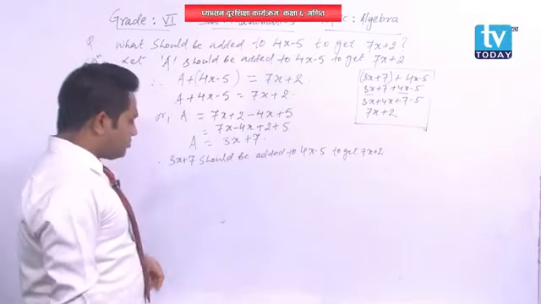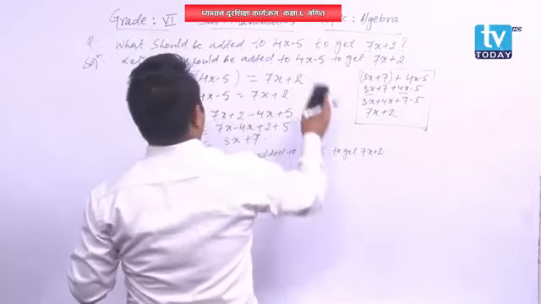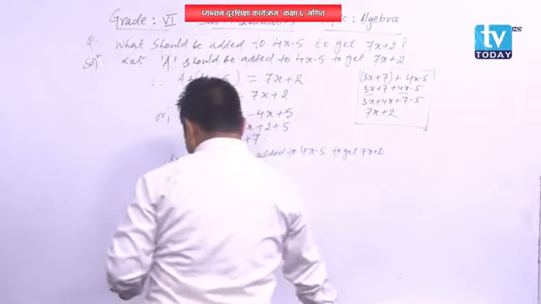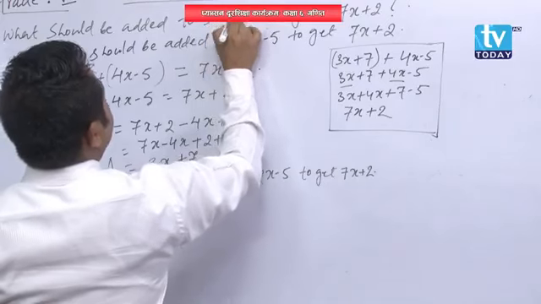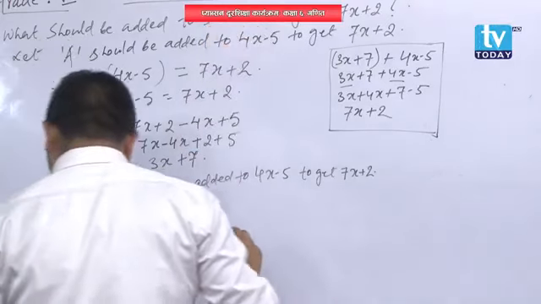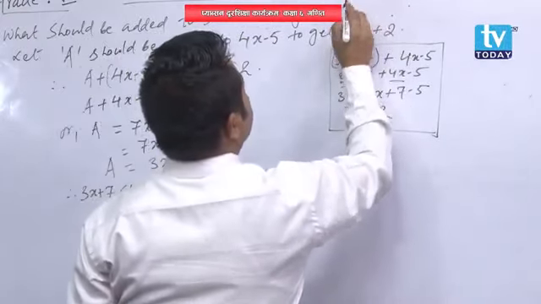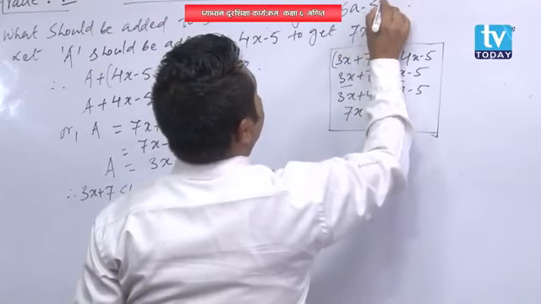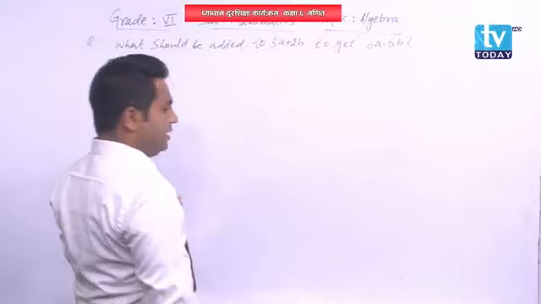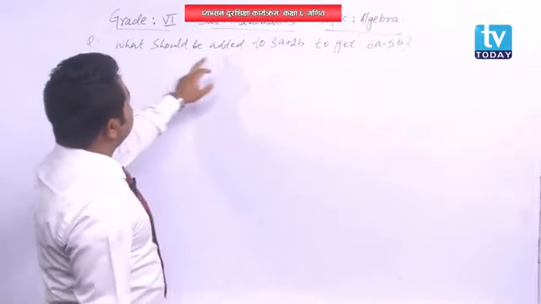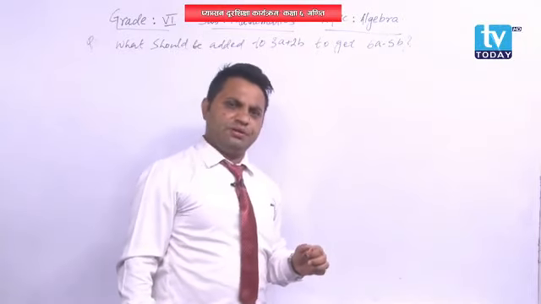Okay. Now, a similar type of question I'll give you as home assignment. Please check here. What should be added to 3a plus 2b to get 6a minus 5b? This is your home assignment. Exactly the same type. Is that clear?